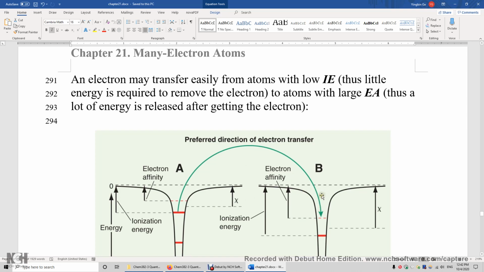Now let me give you another example. A is potassium, B is fluorine. So it's really easy to remove an electron from a potassium atom. And then this electron can be given to the fluorine atom to form fluoride, F minus. A lot of energy is released. So that makes the electron transfer from potassium to fluorine easier than some other transfer between some other atoms.